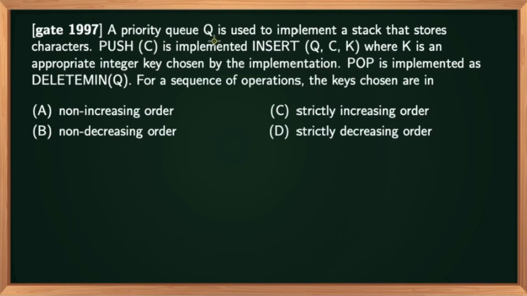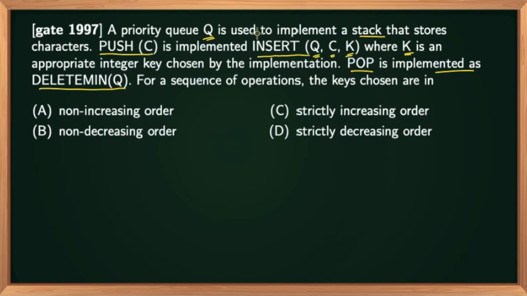A priority queue, capital Q, is used to implement a stack. So basically we want to implement a stack using a priority queue. Okay. So we have the stack operation push C. That push C will be converted as insert into the priority queue with the value C and a key k, right? Because a heap works with a key, where k is an appropriate integer key chosen by the implementation. Okay, and pop is implemented as the delete min queue.